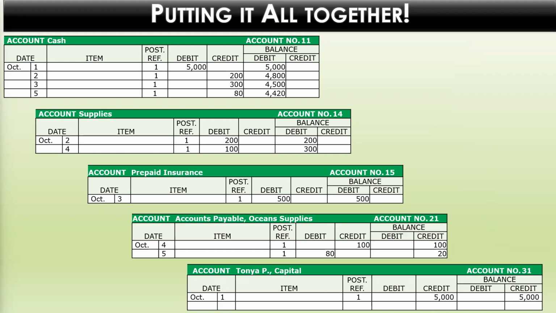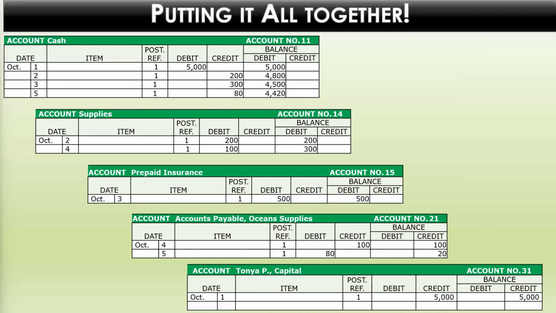But look what happens on October 2. On October 2, we have a credit of $200. So this is where that balance column comes into play and really makes sense. So we have that credit and we have a debit of $5,000 on October 1st. So what we need to do with that is subtract $200 from that $5,000 previous balance. And we have a new balance of $4,800.